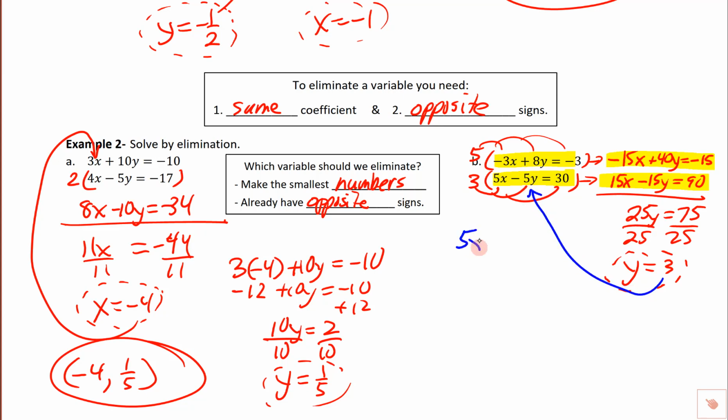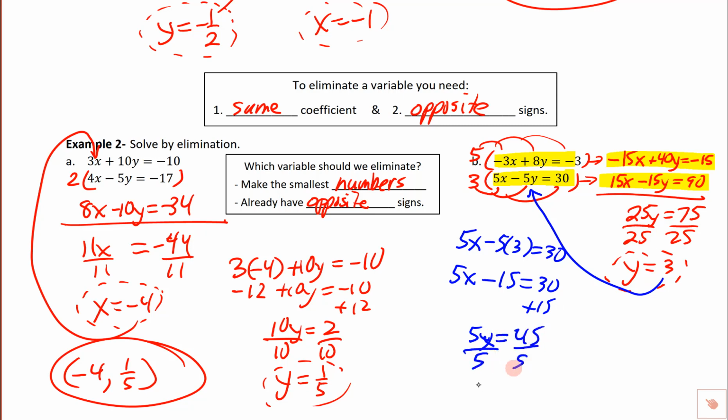So this is going to be 5x minus 5 times y, and y is 3, equals 30. So this is going to be 5x minus 15 equals 30. So we're going to move that 15 to the other side by adding 15. So 5x equals 45. We're going to divide by 5, so we get x is equal to 9.